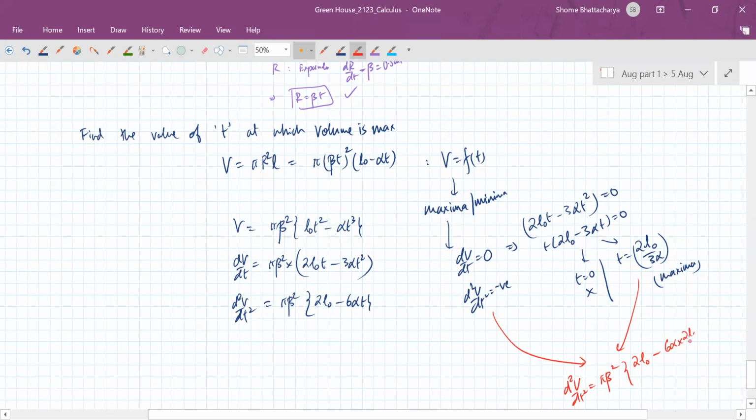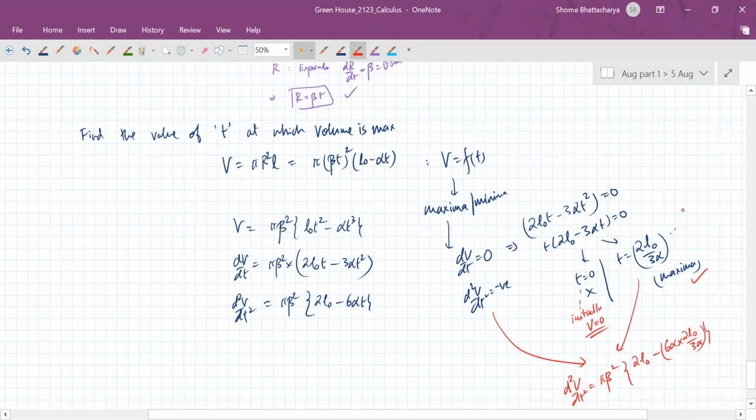You can also check it out. But as I said, you don't even need to check because you can already see t equal to 0 has got ruled out. So only one option left. Because this is the initial, and initially you know that the volume was 0, so it can't be maximum. So the maximum must be happening at this point. So our answer is this only.